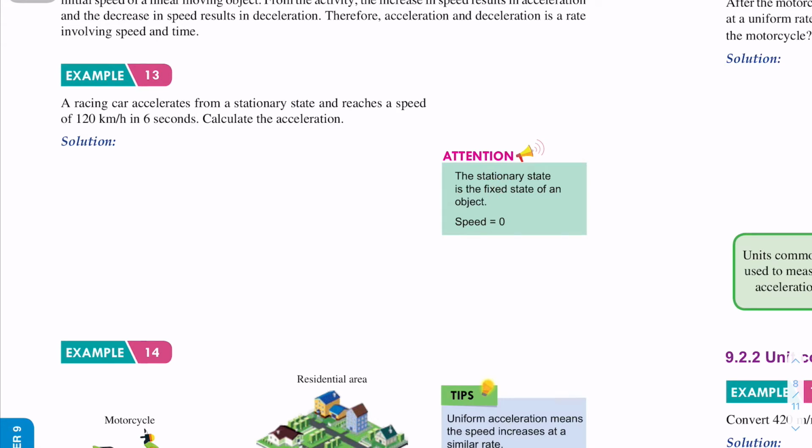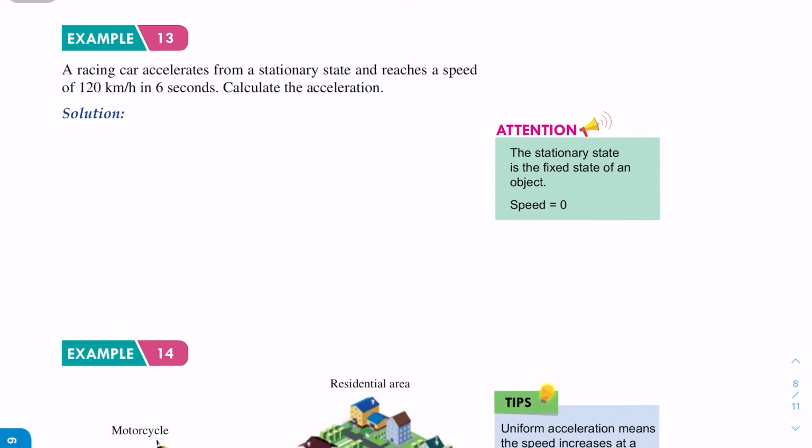So example 13. A racing car accelerates from a stationary state and reaches a speed of 120 km per hour in 6 seconds. Calculate the acceleration. So what can we do first? We need to find the change of speed. So you can write change of speed. The change of speed is, kita ambil laju akhir tolak laju awal.